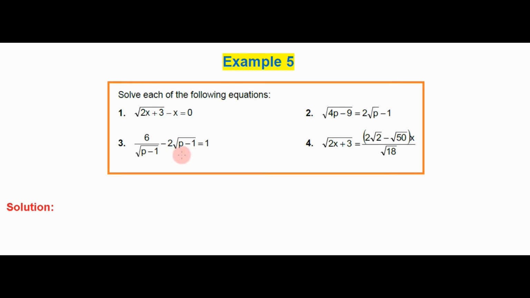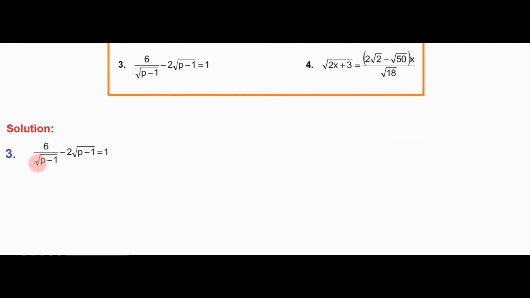Let's solve the third equation. We have 6 over the square root of p minus 1, minus twice the square root of p minus 1, equals 1. We can start by getting rid of the fraction here by multiplying through by the LCD, which is the square root of p minus 1.